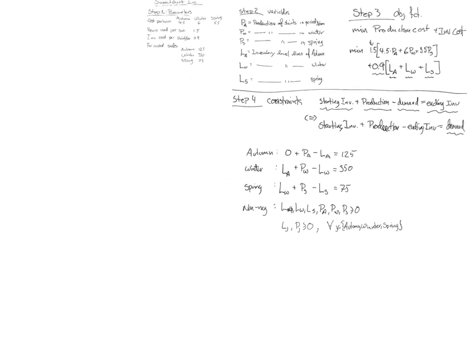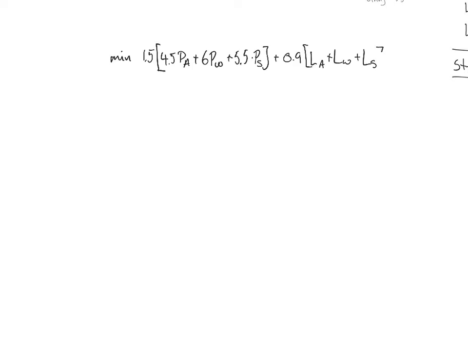Now we need to write up the full mathematical program. That could be right here. So we are going to minimize 1.5, that's the number of hours, times 4.5 PA plus 6 PW and 5.5 times PS plus 0.9, that was the inventory cost, LA, LW plus LS. Then we need the constraints for each period.